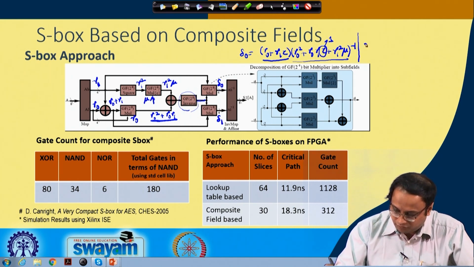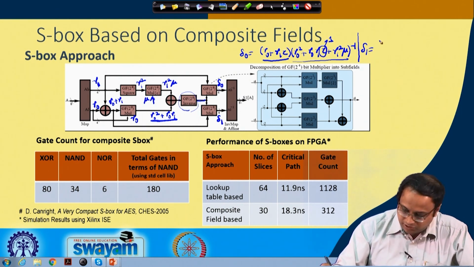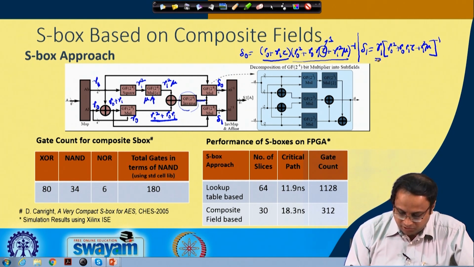So for the other part, remember that it is delta 1, and delta 1 was annotated as gamma 1 multiplied by this inverse. So again this same thing is written here, that is gamma 0 square plus gamma 0 gamma 1, again tau is 1, so plus gamma 1 square mu, whole inverse. So you multiply this only with gamma 1.